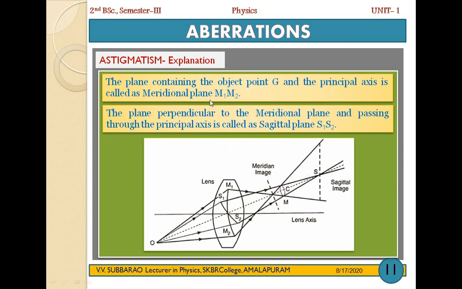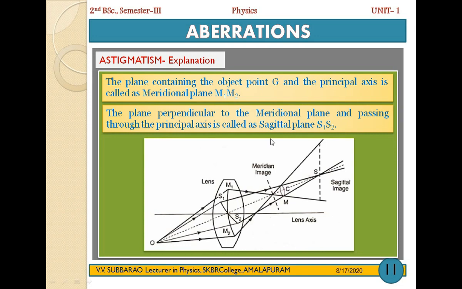One is the meridional plane and the second one is the sagittal plane. Meridional plane is the plane which contains the principal axis and object point. The plane containing object point and principal axis is called the meridional plane. M1, M2 is the meridional plane and it contains object point O and principal axis.